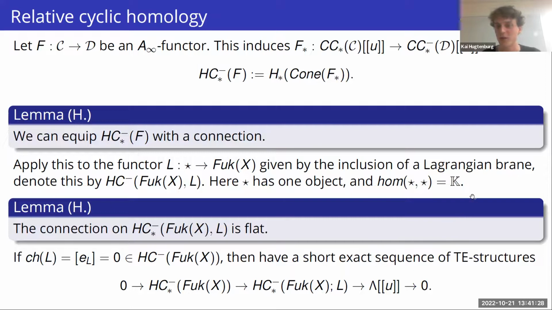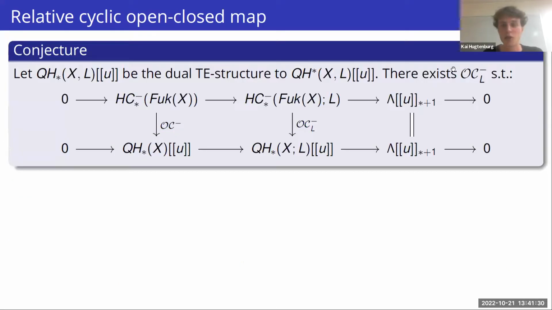So we need to dualize somewhere to make these things agree, and I have chosen to dualize on the quantum TE structure. So we now consider instead what I call the relative quantum homology, which is just the dual TE structure to the relative quantum cohomology. And it's very natural to conjecture that there then exists some extension of the negative cyclic open closed map, some relative cyclic open closed map, which relates the relative negative cyclic homology of the Fukaya category with this Lagrangian L to the relative quantum homology.